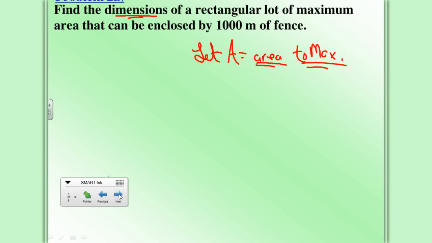So in problem B, again, find the dimensions of a rectangular lot of maximum area. We need to build a quadratic function. First thing, let A equal the area to maximize. So this is a maximum question. We better get a sad parabola when we do it. We need to find the maximum area and optimize that.